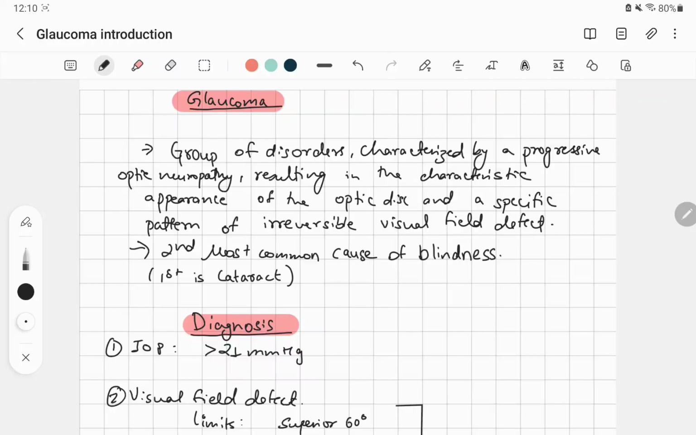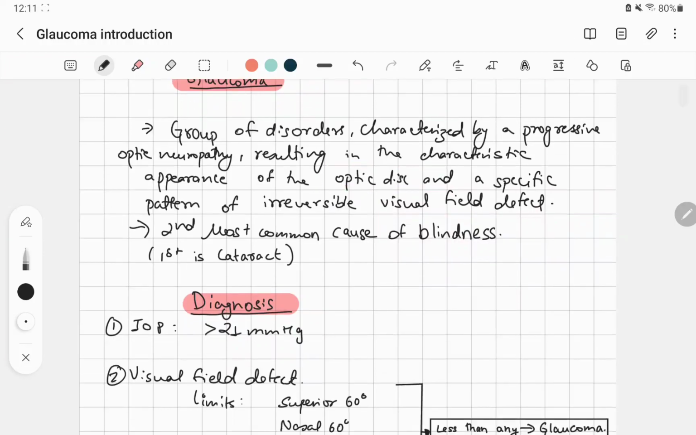So what is glaucoma? Glaucoma is a group of disorders characterized by a progressive optic neuropathy, because in glaucoma there is always going to be a progressive optic neuropathy, which results in a characteristic appearance of the optic disc and a specific pattern of irreversible visual field defect. If you have studied this in a lecture or previously known, the main cause of the visual field deficit in glaucoma is injury to the optic disc.